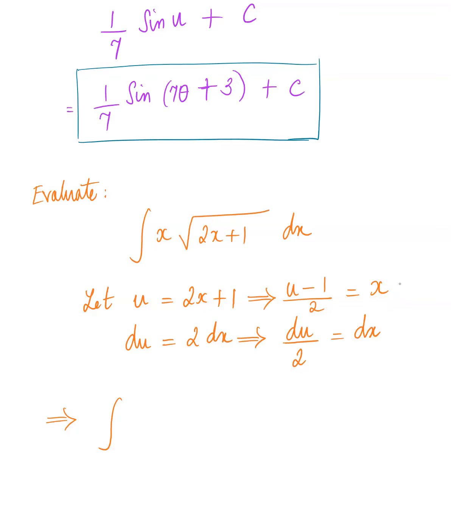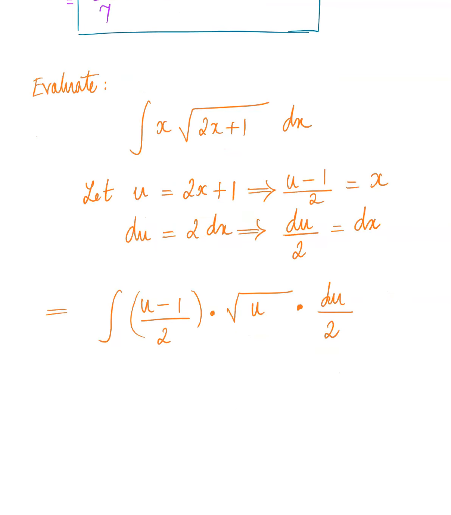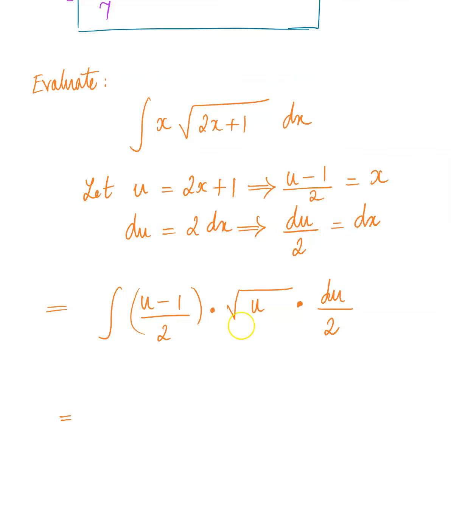And so we're doing two things here. So I have an x where I have to rewrite it in terms of u. So go back to the u substitution and solve for x. So I get u minus 1 over 2 times the square root of 2x plus 1, which was our u, times dx, which is du over 2. You see that? That's a lot of work there. But it's not really as bad as it seems. The 2 and the 2 in the denominator will multiply to give us 1 over 4 integral of u minus 1 times u to the power half du.